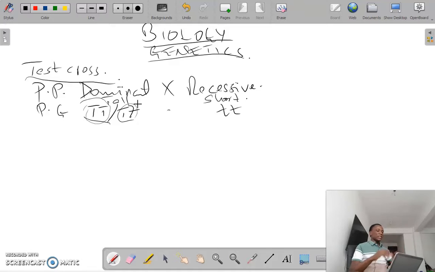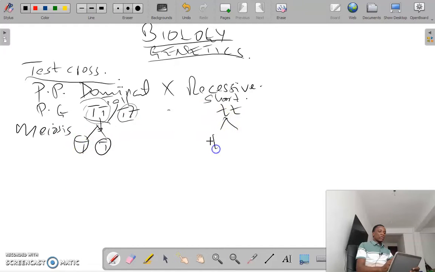So let us go deeper and see the cross. Let us consider the first one. Always this will form gametes during meiosis. Now we have capital T, and this will be the gametes.